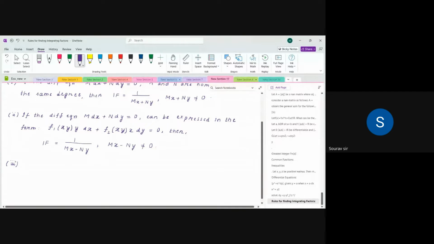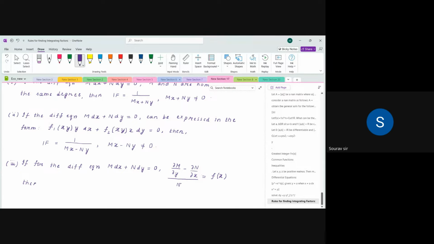Number 3, if for the differential equation M dx plus N dy is equal to 0, (del M by del y minus del N by del x) divided by N is just some function of x, then the integrating factor will be e raised to the power integration f(x) dx.